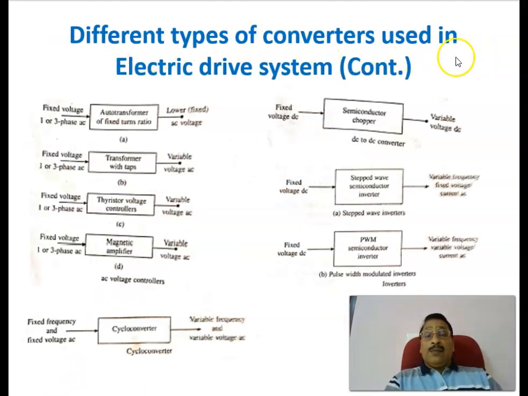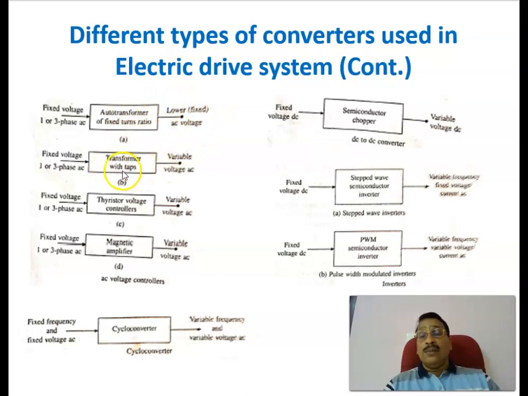Continuing with the other types of converters used in electric drive systems: here an AC input is given and an AC output is obtained. It is an AC to AC converter, and you can use either single phase or three phase. If you use an autotransformer, you get a lower value of output voltage. The variable voltage can be changed by the turns ratio of the secondary. That is an autotransformer.